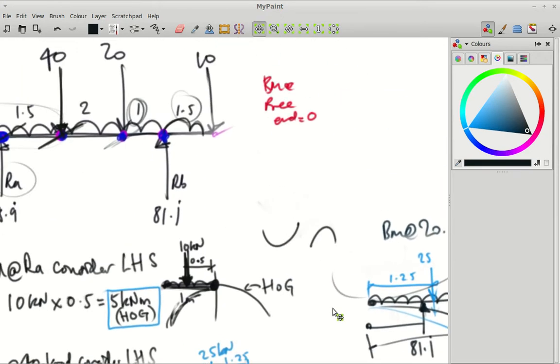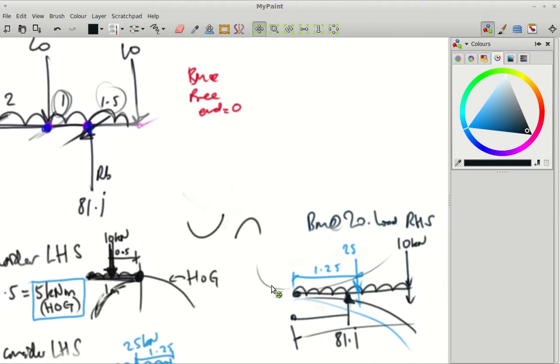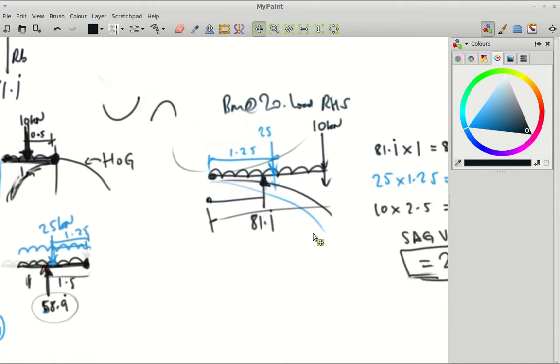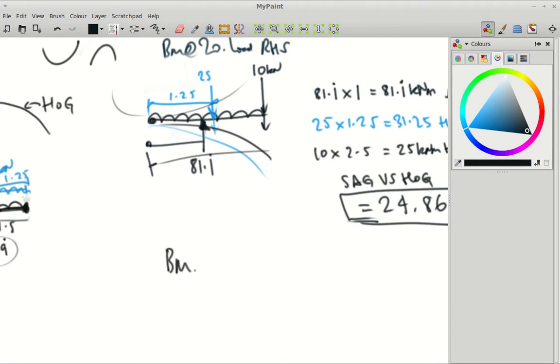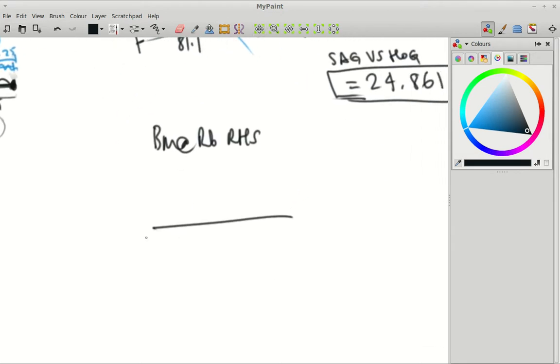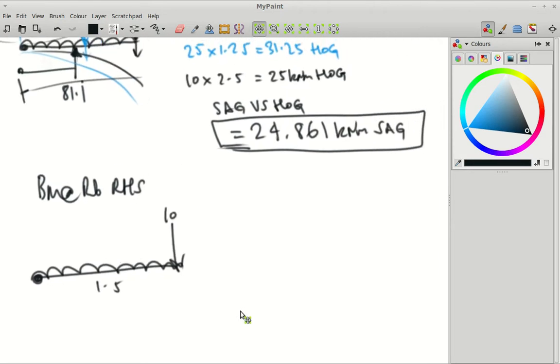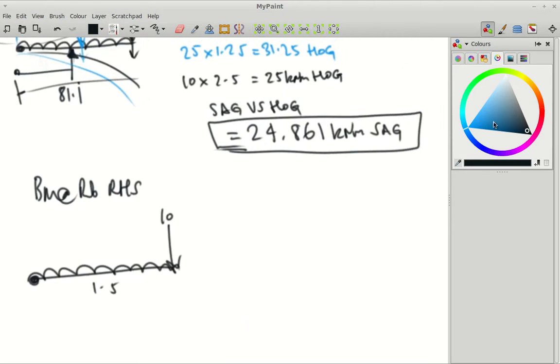And then finally, just the bending moment at this side, we'll consider it right hand side bending moment for RB. So bending moment at RB, let's consider right hand side. I'll give you a quick sketch again. So that's RB there. We've got a UDL acting over a meter and a half, and then we've got a 10 kilonewton point load.